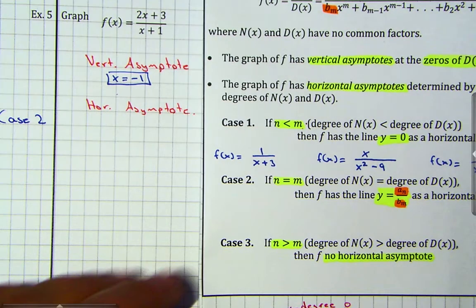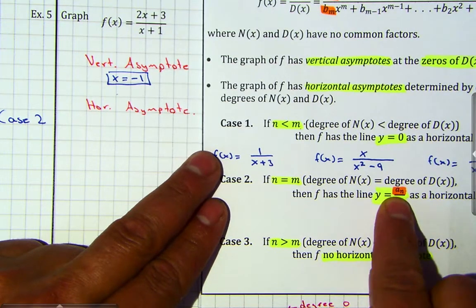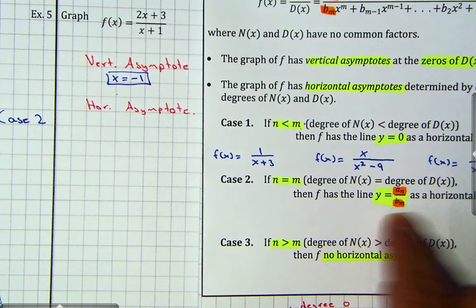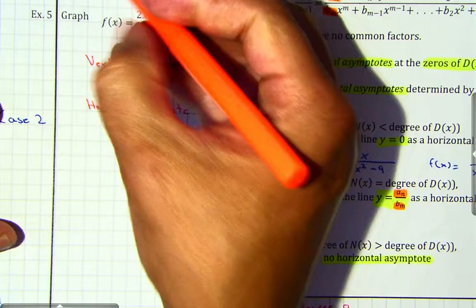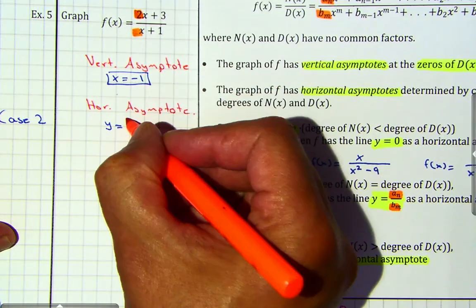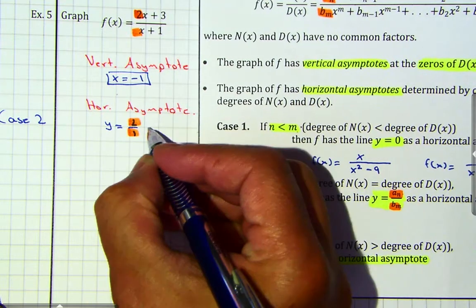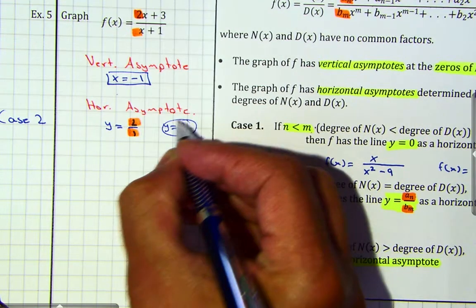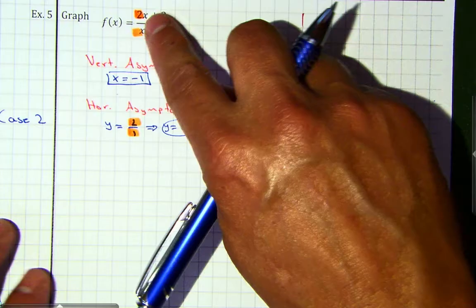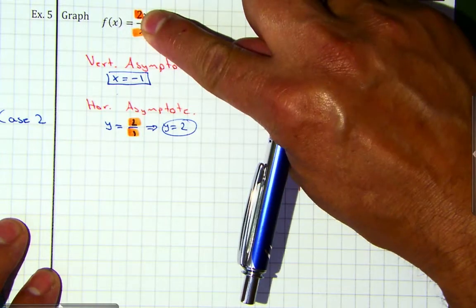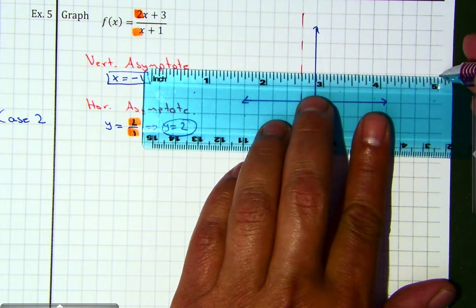On case number 2, we are going to take the leading coefficient for your numerator and the leading coefficient for your denominator. So therefore it will be y equals 2 over 1. So therefore it will be y equal to 2. Whenever the degree of the polynomials is the same, then we're going to get the leading coefficients of the numerator and denominator. So therefore, y equal to 2 will be your horizontal asymptote.